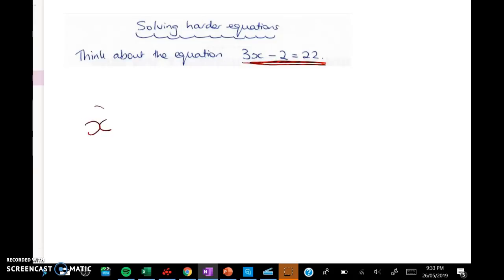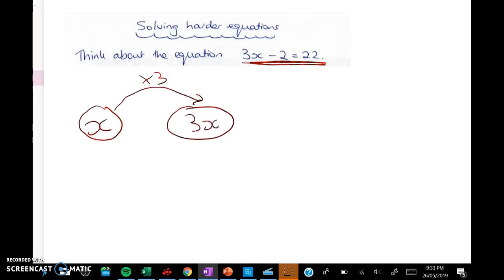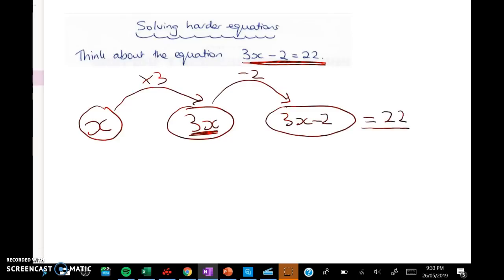We started with the number x, then we times it by 3. That gave me 3x. And we took 2 away from the result of that, giving me 3x take away 2, and out popped my answer, which was 22. So let's look at how we can work back now to find x. First, I'm going to do it using a bubble diagram, and then I'm going to show you how to do it algebraically.